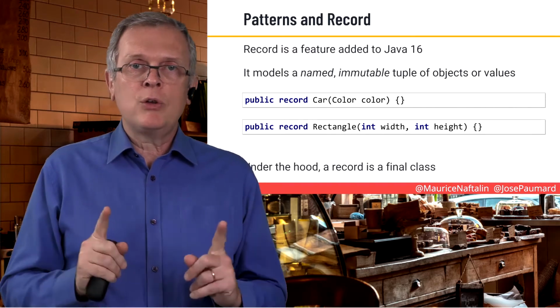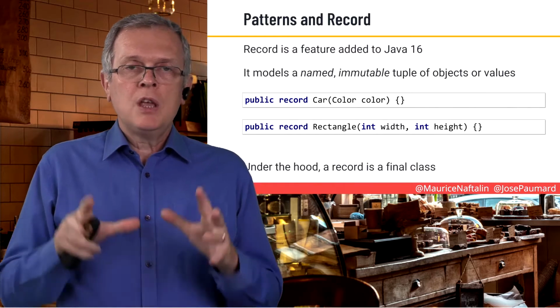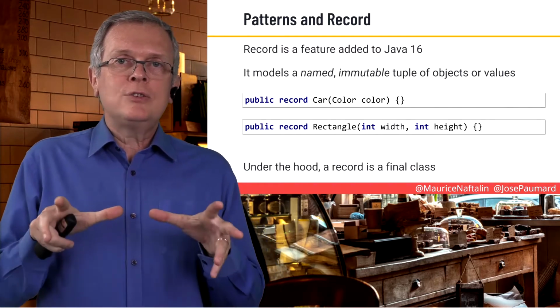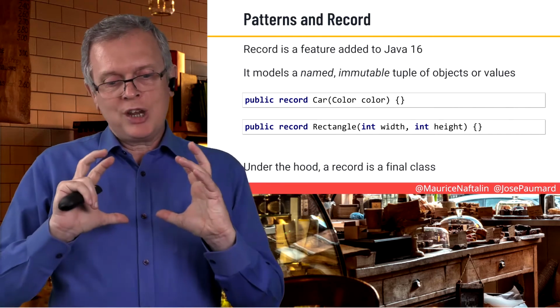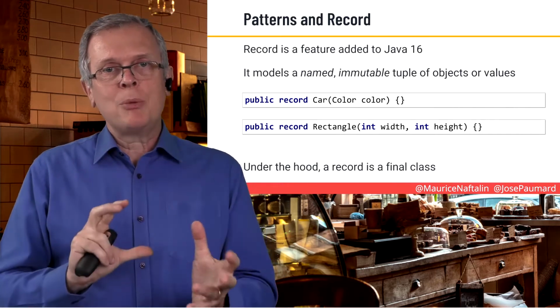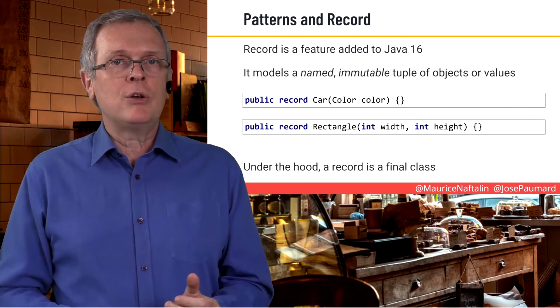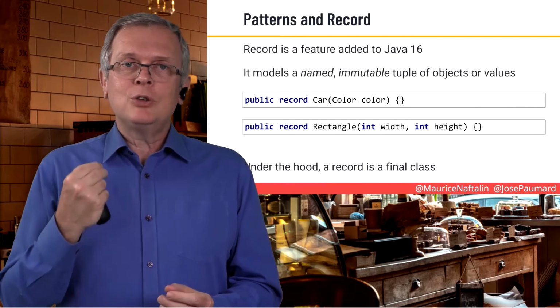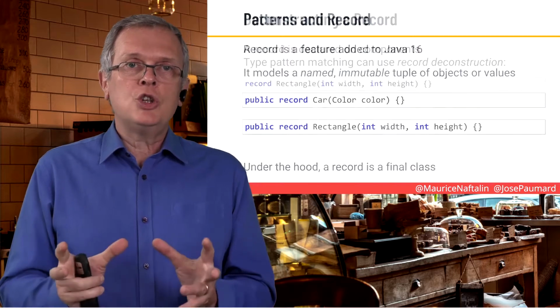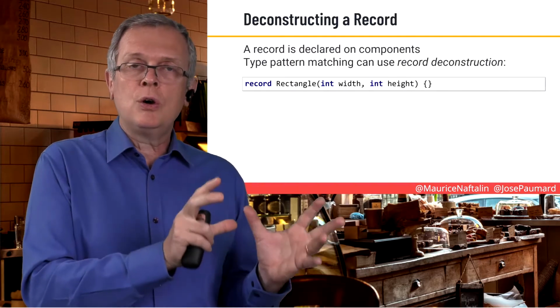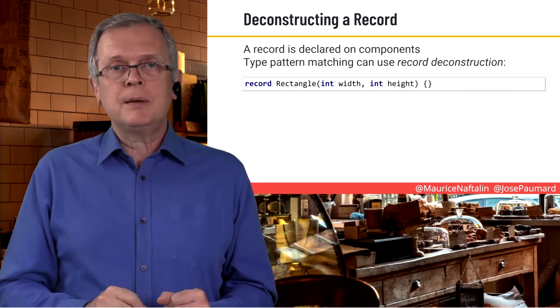And by the way, records are also immutable. So you can see that a record is constructed on its components, meaning that you can use this construction pattern to deconstruct a record very easily. So type pattern matching can leverage that to deconstruct a record, just as you saw with Scala and Pizza.